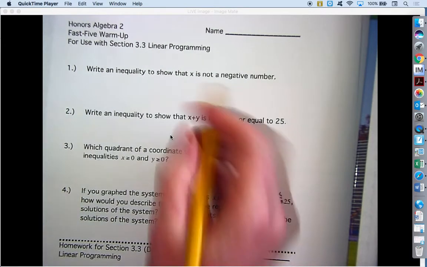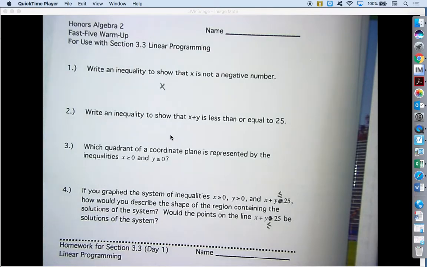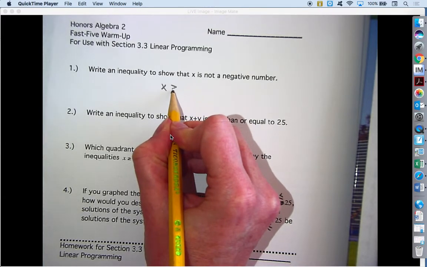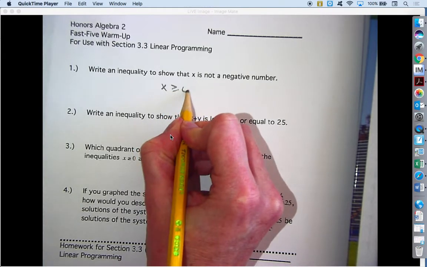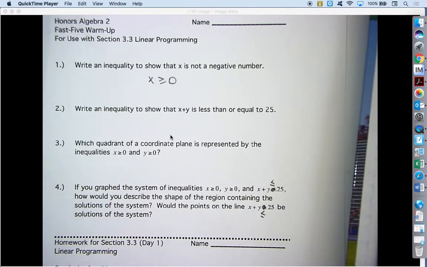So x is greater than negative 1. But what if it's negative 0.5? Or negative 0.3? So you're so close, Libby. X is greater than or equal to 0. Right. So if it's not negative, it means it has to be a positive number. Positive numbers start at 0 and they work up. So greater than or equal to 0.